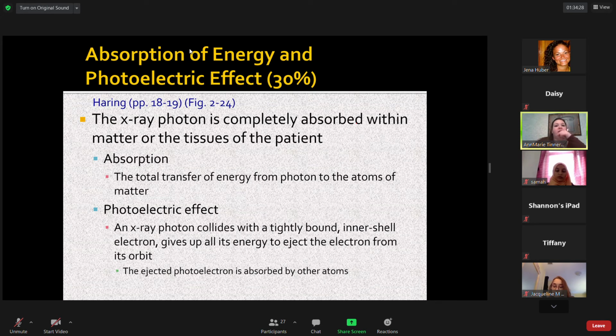Okay, so photoelectric effect, this is 30%. An X-ray photon is completely absorbed within the matter of the tissues of the patient. When it absorbs, this is the total transfer of energy from a photon to the atoms of matter, like I talked about, head, teeth, all of that. Photoelectric effect is an X-ray photon that collides with a tightly bound inner shell electron, and it's going to give up all its energy and eject the electron from its orbit.